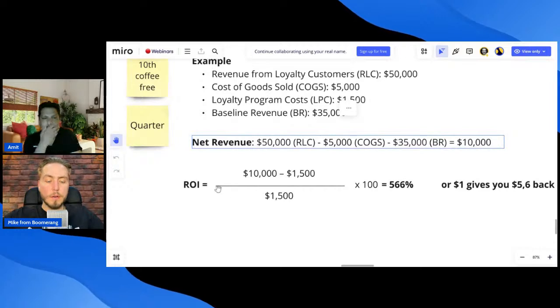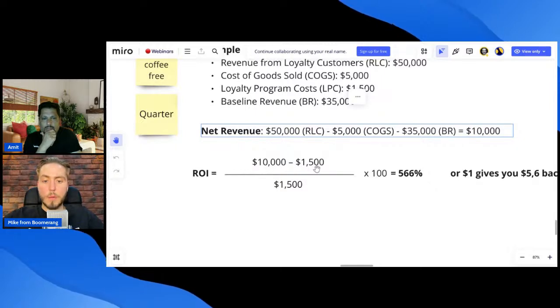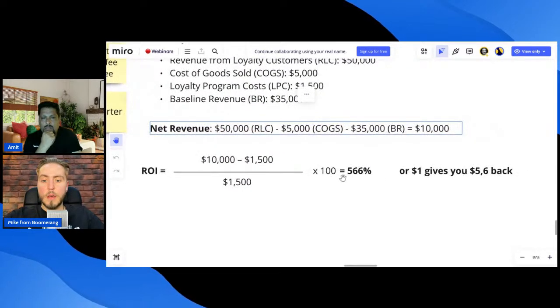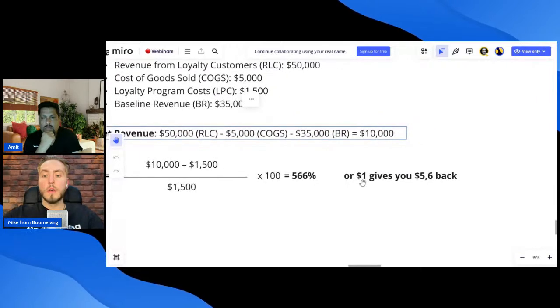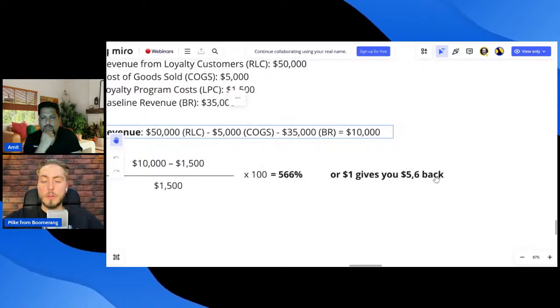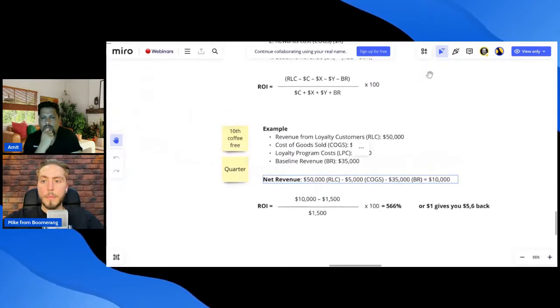And the ROI calculation will look like this. Net revenue, in our case $10,000, minus 1.5K, divided by 1.5K, multiplied by 100%. It's equal to 566%, or one invested dollar will give you back $5.66. And it's a profitable campaign.